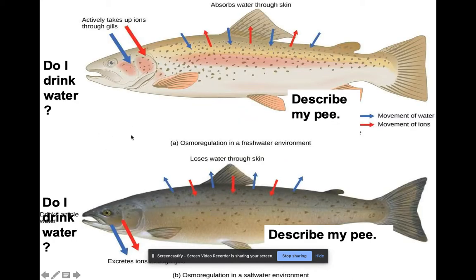So I have two different fish here. I have one in freshwater and one in saltwater. Let's look and see how their urine is different. And yes, this is a great short answer type question.